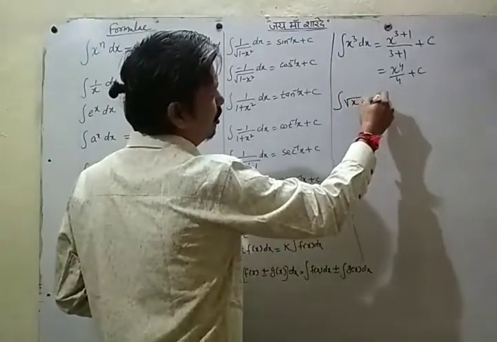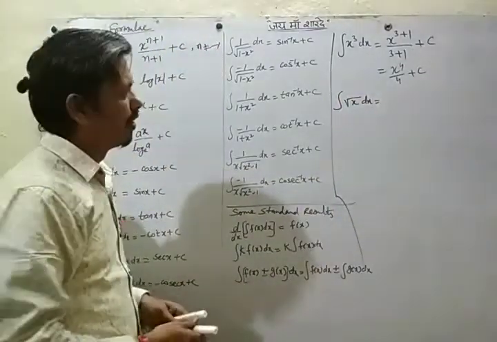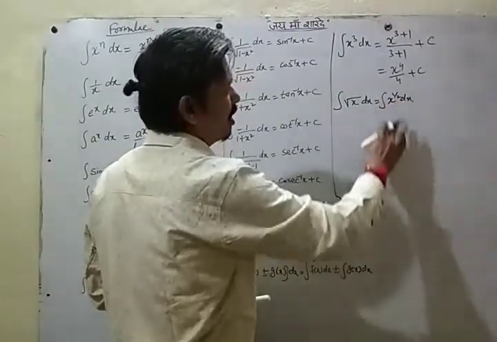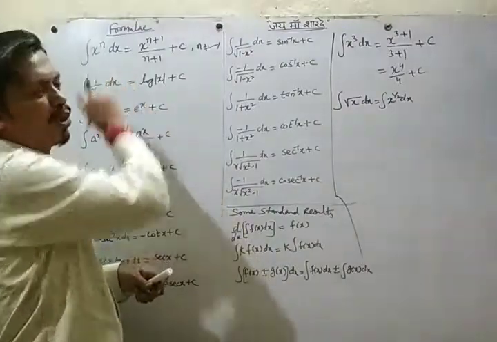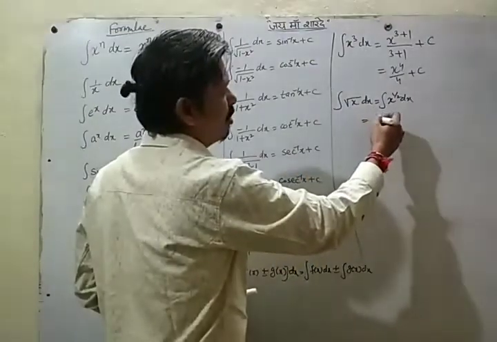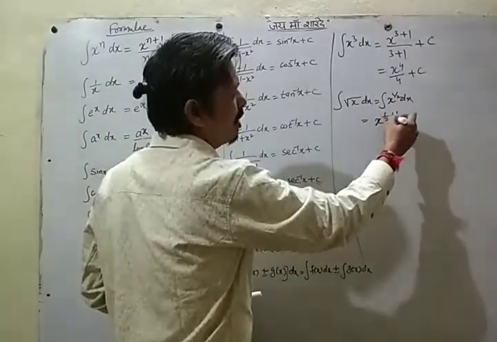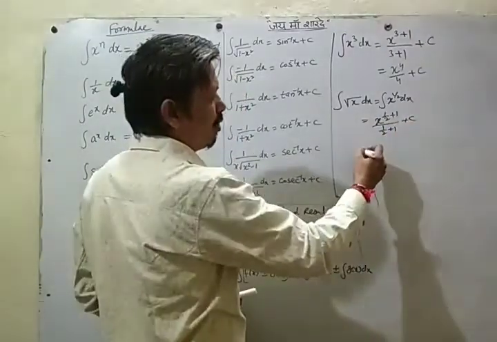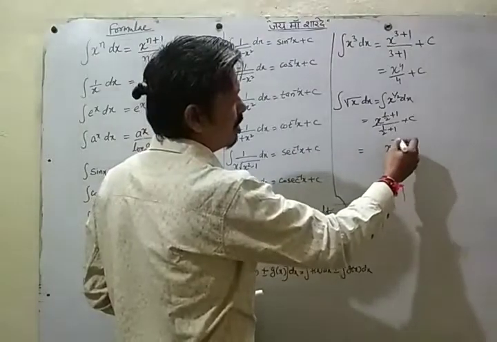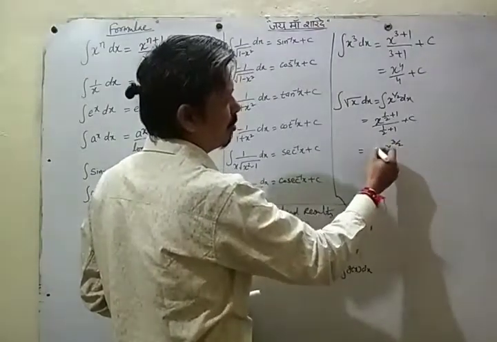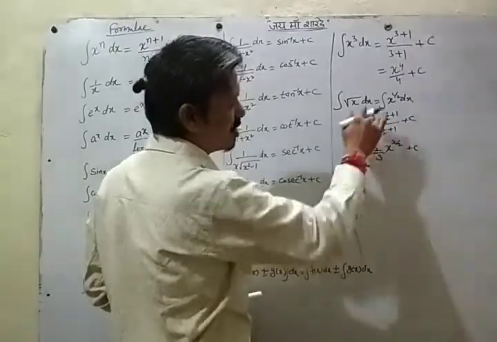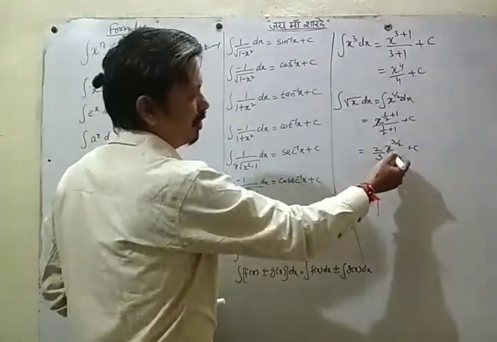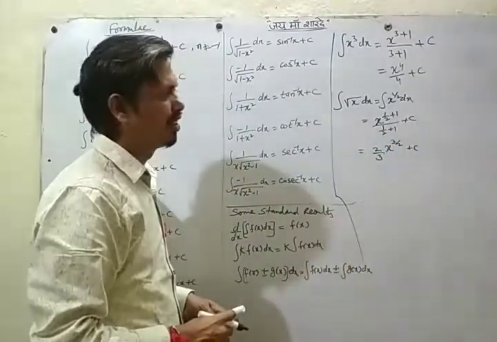the integral of root x. So we can write that as x to the power half. Now again it is in the form of x to the power n. So it is equal to x to the power half plus 1 upon half plus 1, plus a constant. So it will be x to the power 3 by 2 upon 3 by 2. That will be 2 by 3 when you take its reciprocal. So the integral of root x is 2 by 3 times x to the power 3 by 2 plus c.